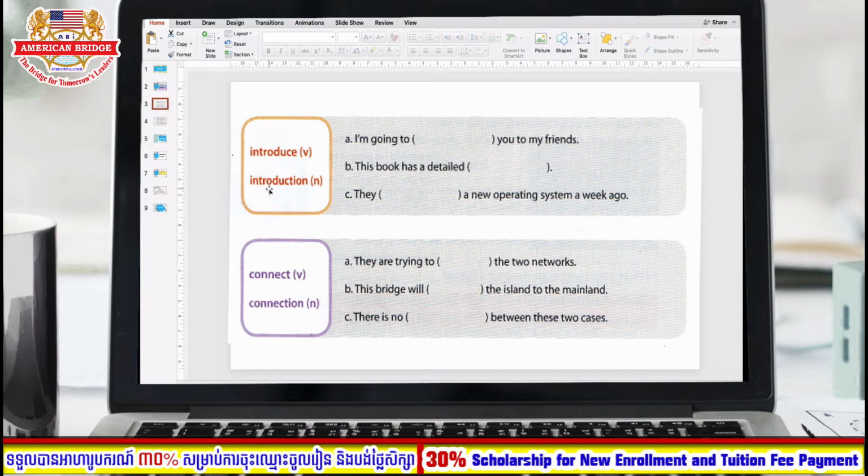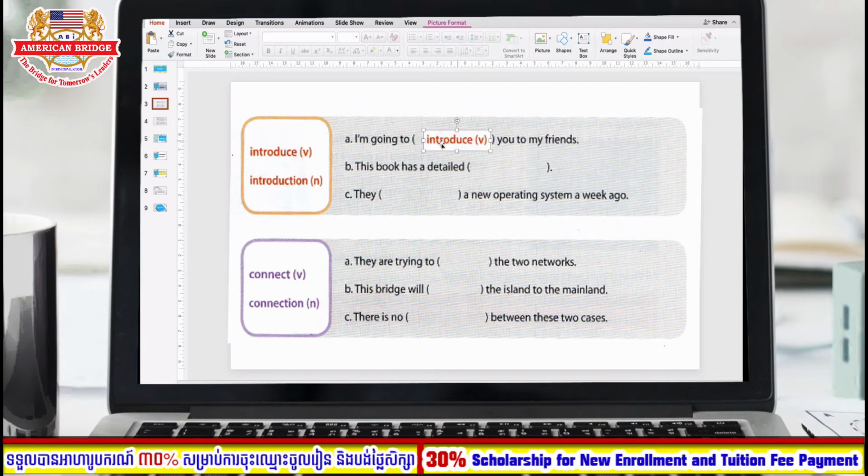If you look at the 3 sentences right here, I am going to, which is the future simple with will and be going to. So going to here is the form to express the future, and with be going to we use to plus verb, we use it with a verb. So here, I am going to introduce. The correct answer that you are going to use is to introduce, which functions as a verb. So here is the correct answer: I am going to introduce you to my friends.